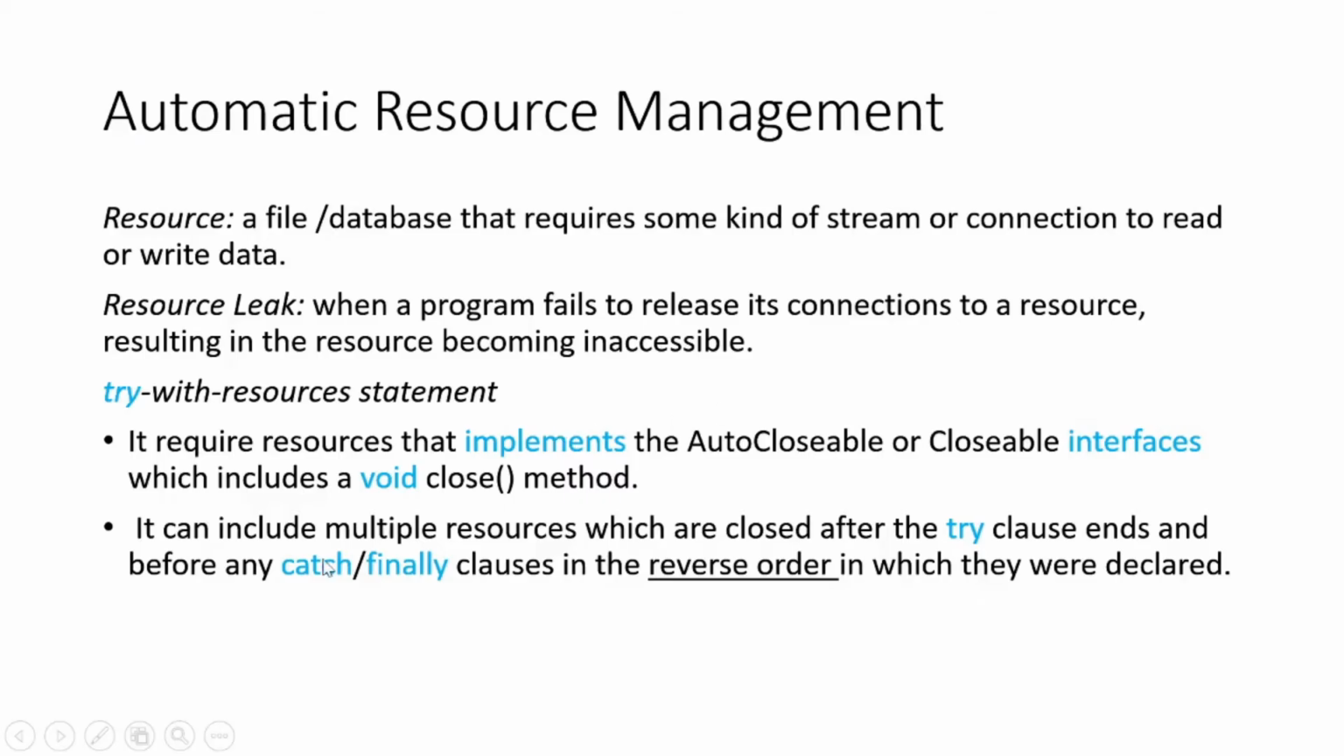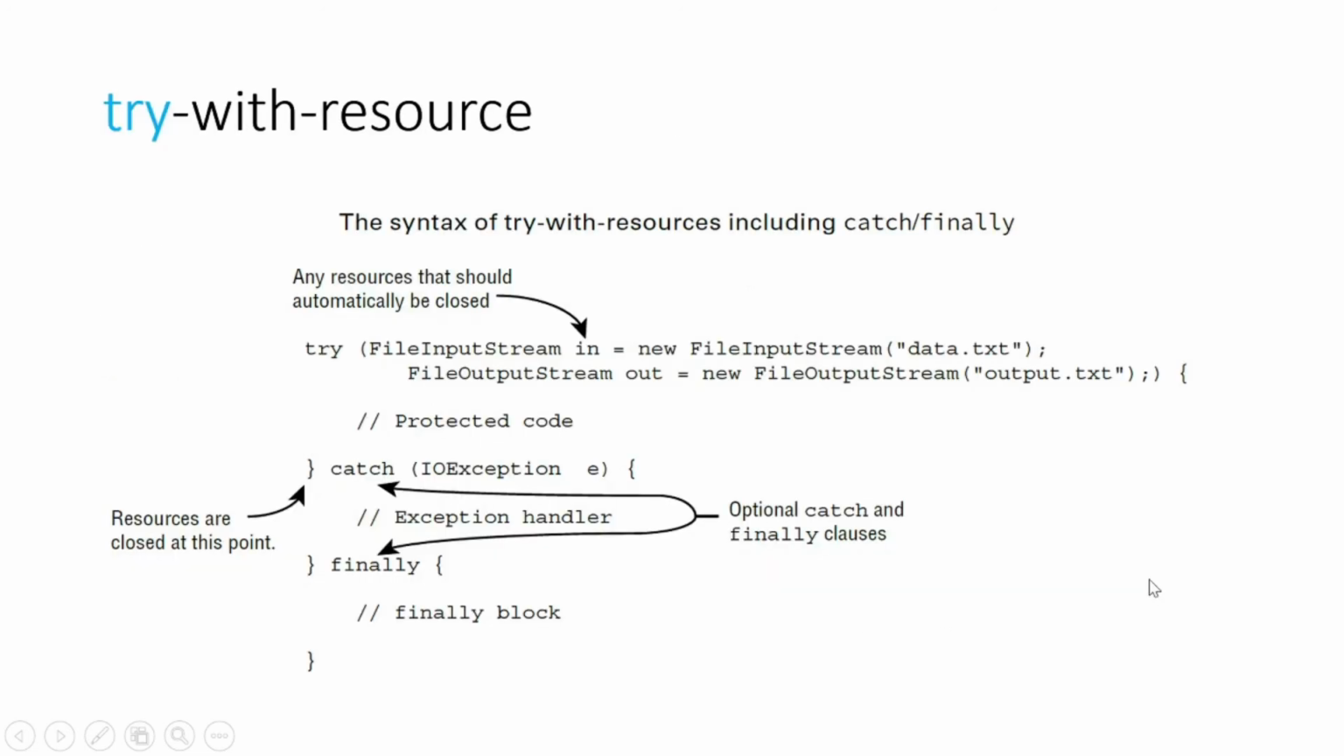It requires resources that implement the AutoCloseable or Closeable interface, which include the void close method. It can include multiple resources which are closed after the try clause ends and before any finally or catch clause, in the reverse order in which they are declared. We have seen that. This is the syntax. You can see the syntax of a try with resource exactly like this we have done.